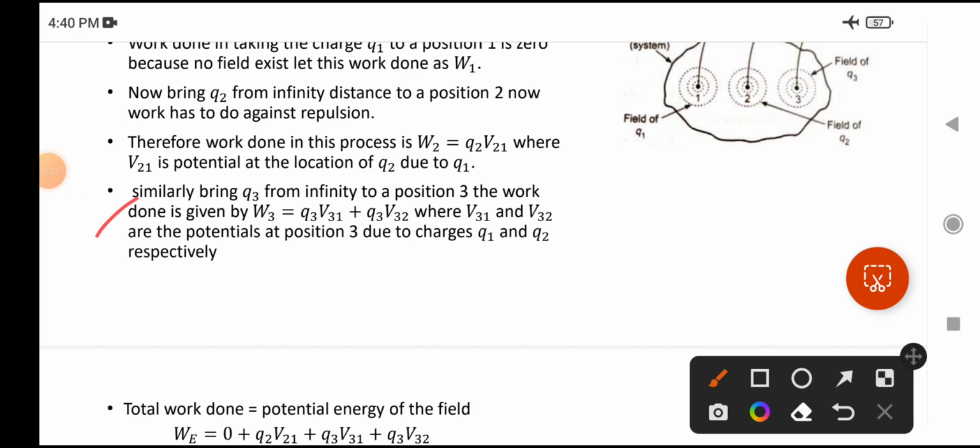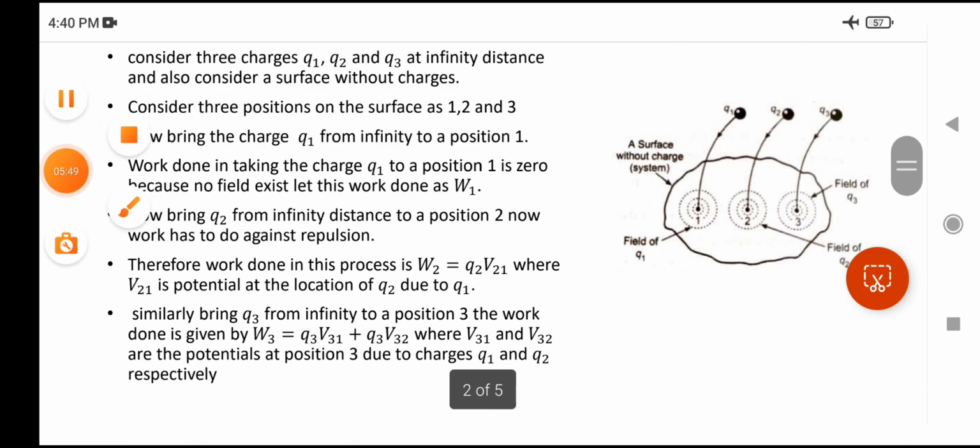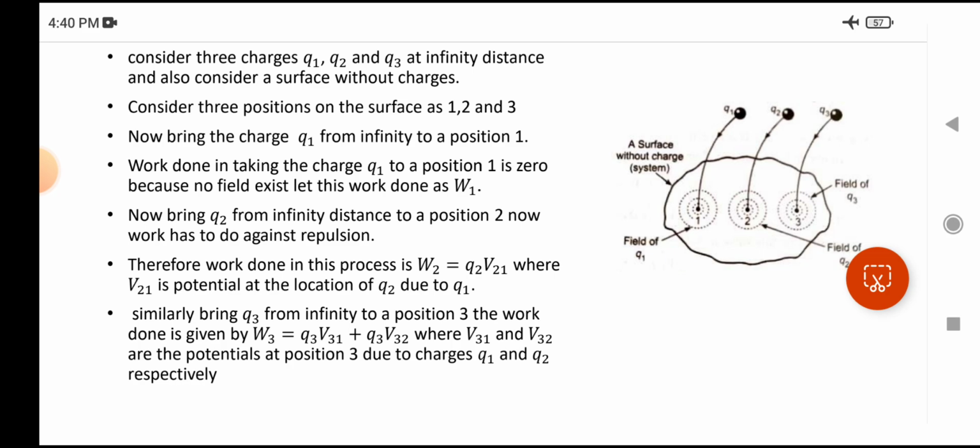Similarly, bring the q3 charge from infinity to position 3. So the third charge we have to bring from where to where? From infinity to this position. Already there are two charges, don't forget it. So while bringing the third charge, we must do work. Keep it in mind.